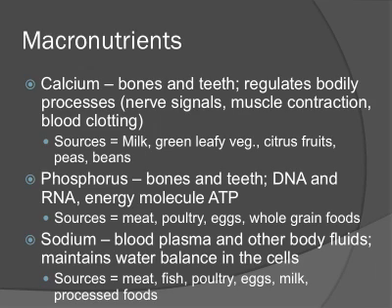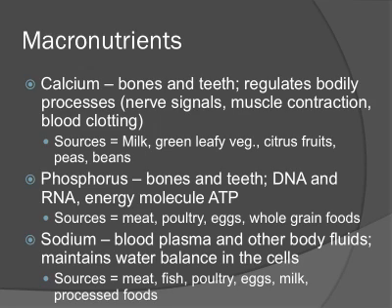The next macronutrient is phosphorus. This is again really important in your bones and your teeth. It is also needed in DNA and RNA. And it is part of the energy molecule ATP, which is how our cellular respiration works properly. If we don't have enough phosphorus, we can't produce enough ATP, so we won't have enough energy.